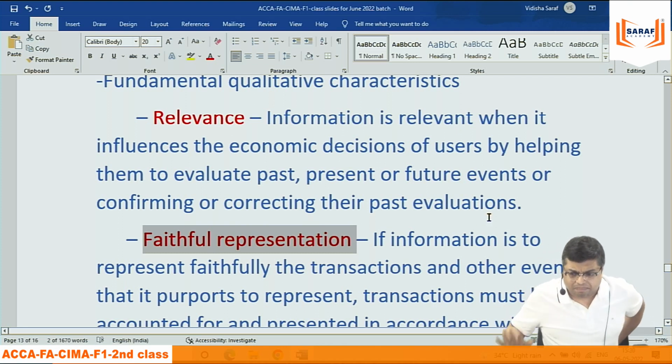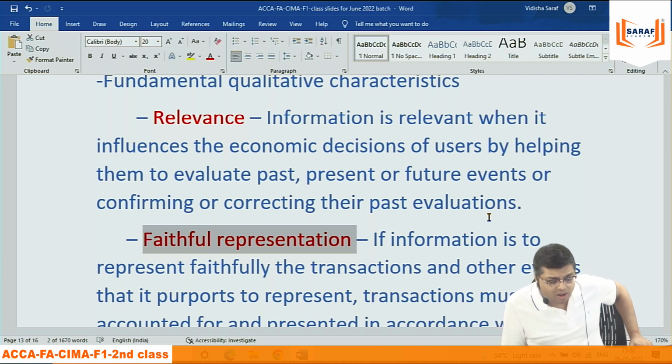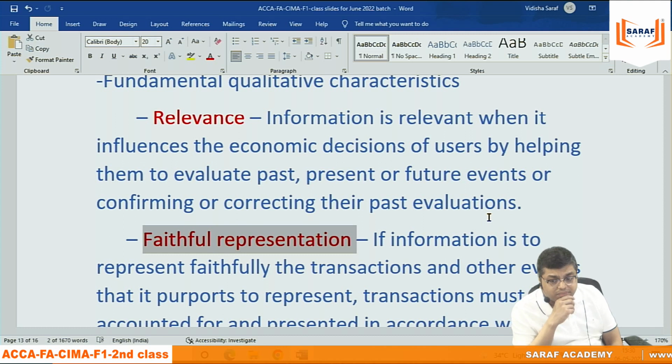If I take an example, suppose we are recording in the balance sheet all the assets, non-current assets, current assets. In current assets, we are recording inventory, receivables, cash and bank balance. Is it essential that we record cash and bank separately? Or can I mention in the balance sheet assets, cash and bank together? Suppose in Saraf Academy, cash and bank balance is 10 lakh. Do I need to report how much is cash and how much is in the bank, or can I report cash and bank together? It is a question of relevancy.